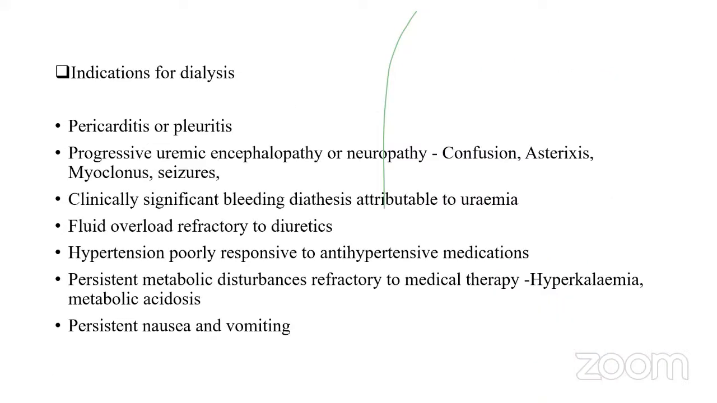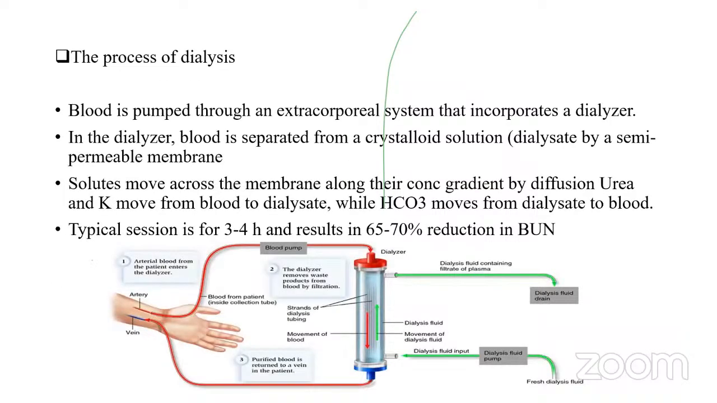Indications for dialysis are pericarditis, pleuritis, progressive uremic encephalopathy or neuropathy, clinically significant bleeding diathesis attributable to uremia, fluid overload refractory to diuretics, hypertension poorly responsive to antihypertensive medication, and persistent metabolic disturbances refractory to medical therapy like hyperkalemia and metabolic acidosis, and persistent nausea and vomiting.